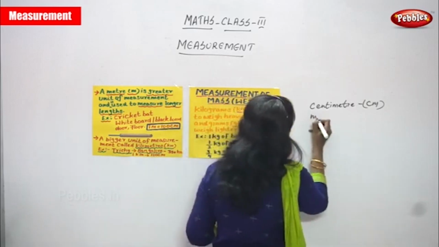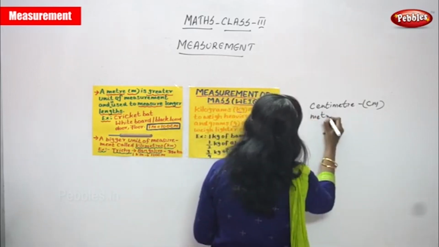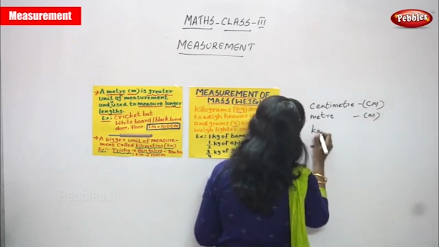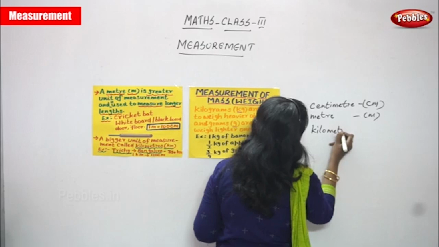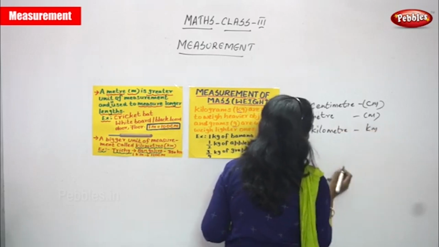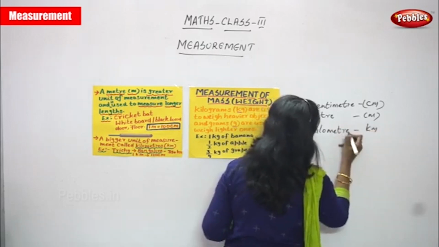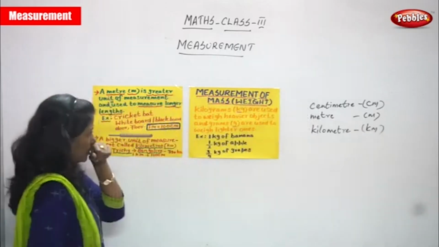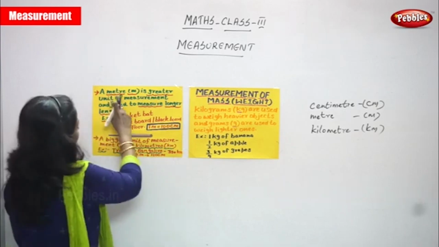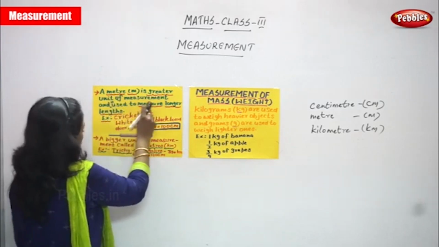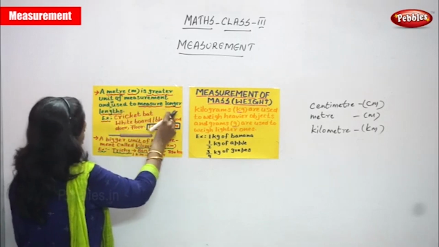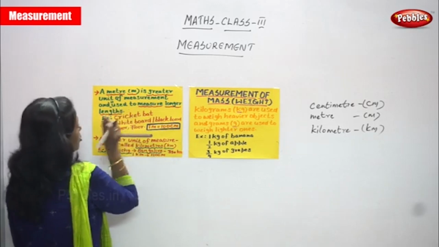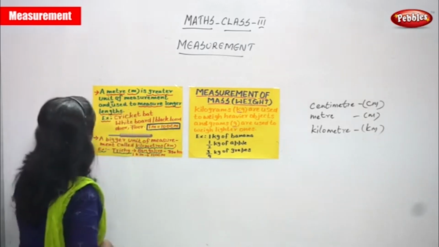And meter, M-E-T-R-E, it denotes m. And the next one is kilometer, so it denotes km. Okay, so a meter, it denotes m, is a greater unit of measurement and is used to measure longer lengths. Longer lengths we generally measure in meter.